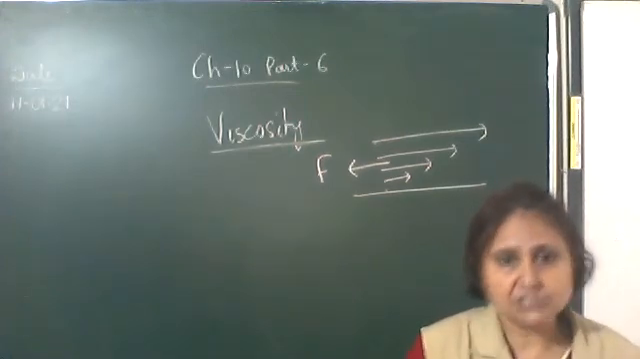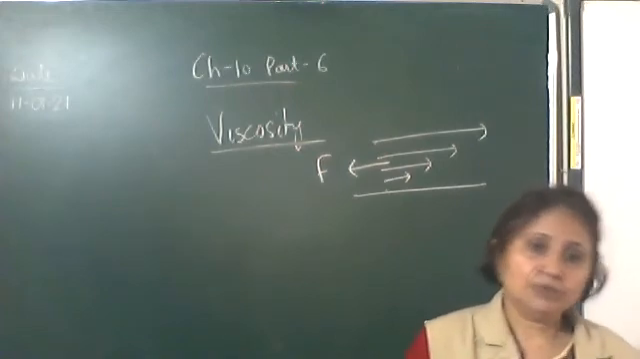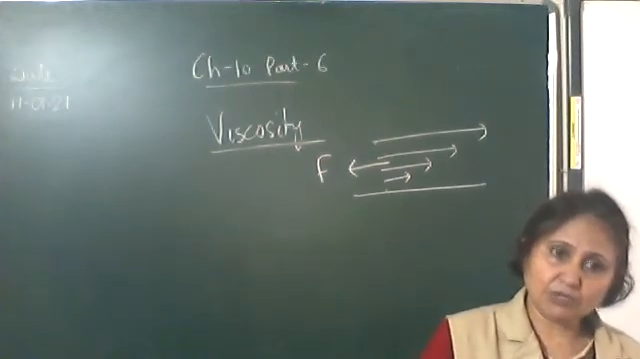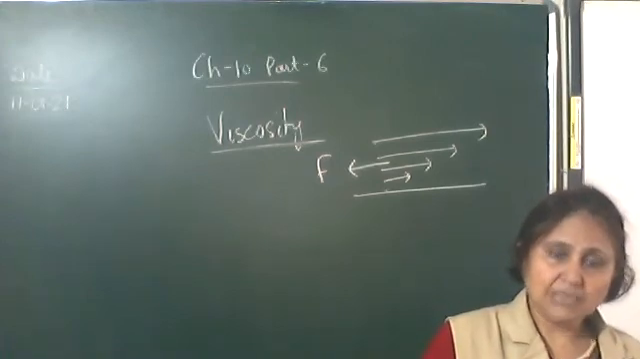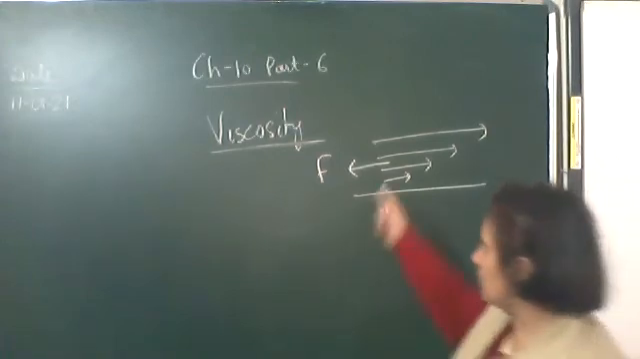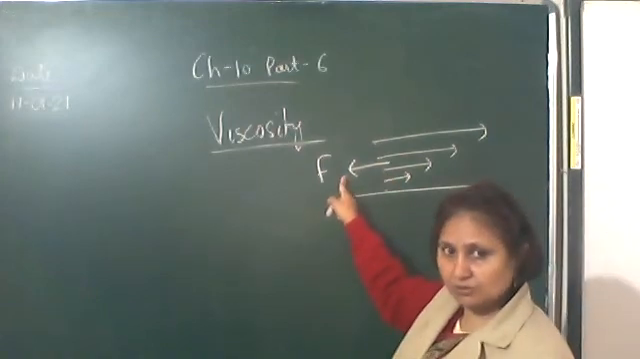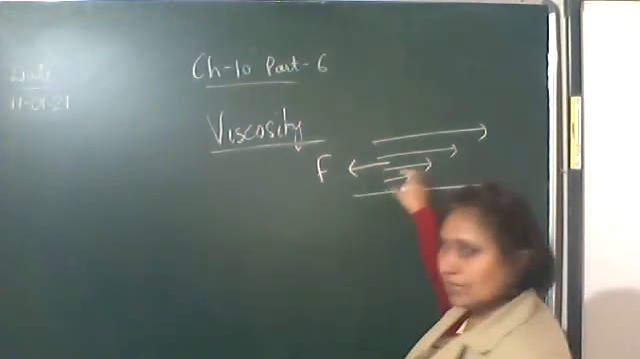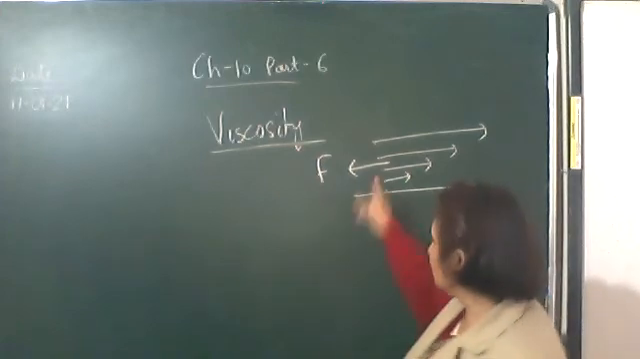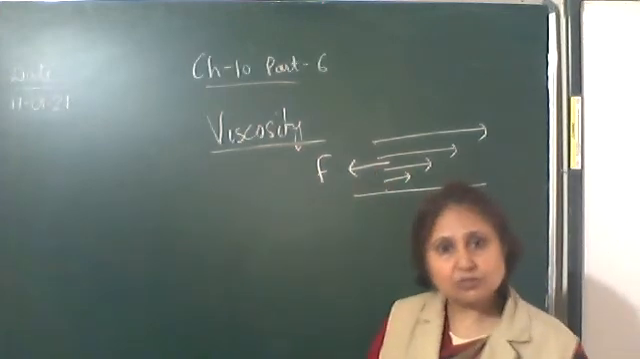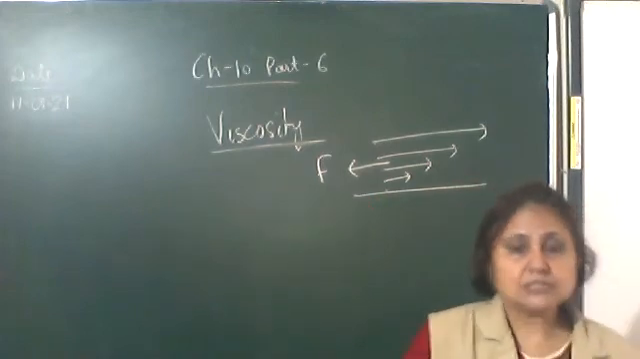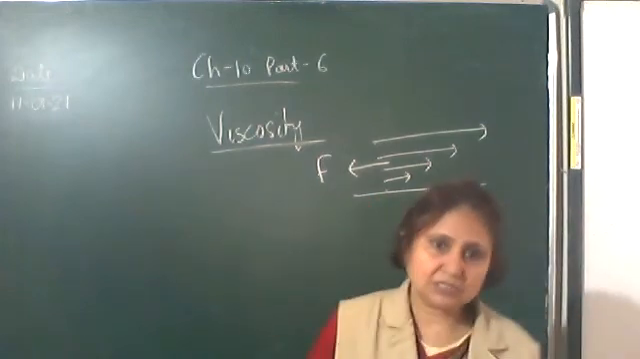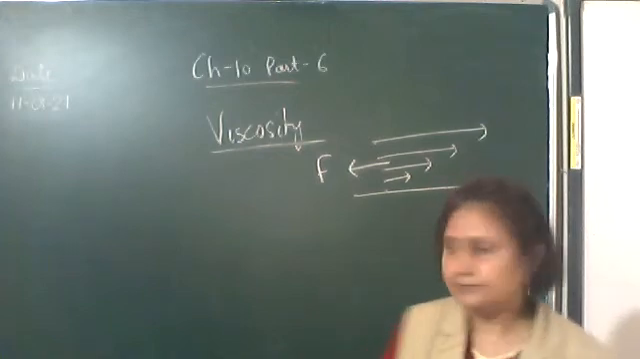In some liquids the viscous force will be more. In some liquids the viscous force will be less. For example, between honey and water, which one is more viscous? Honey is more viscous. Why? Because the opposing force is more. Water can flow easily, whereas in case of honey, when it flows on a solid surface, the opposing force is more. So we can say that honey is more viscous than water.